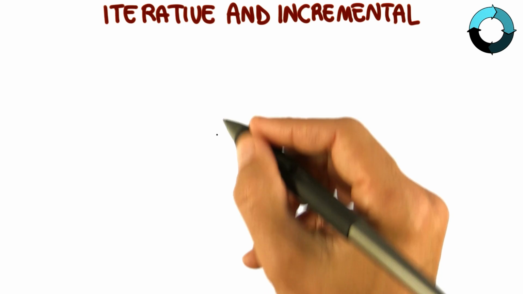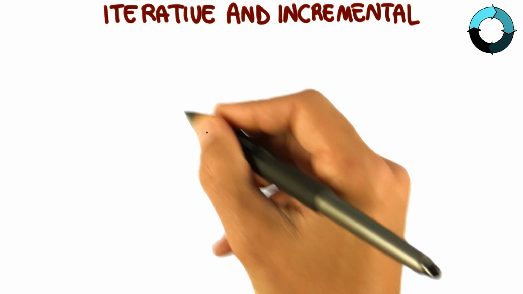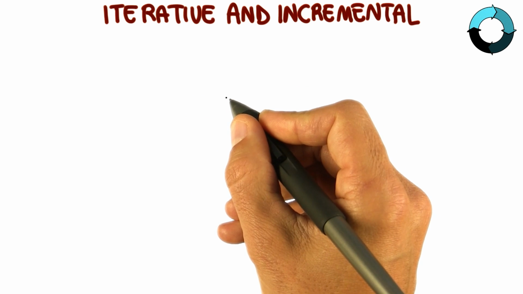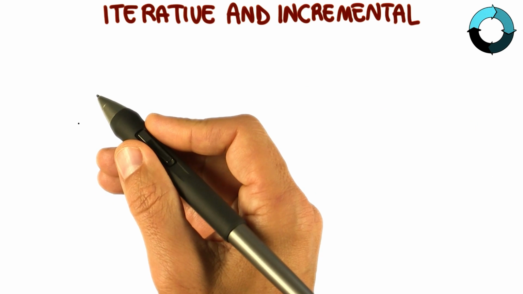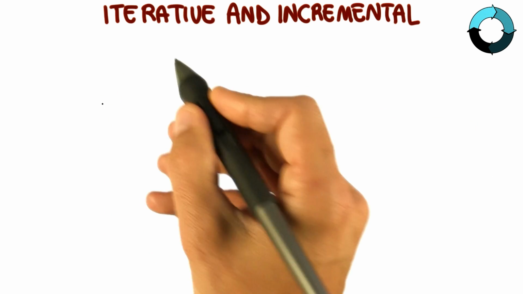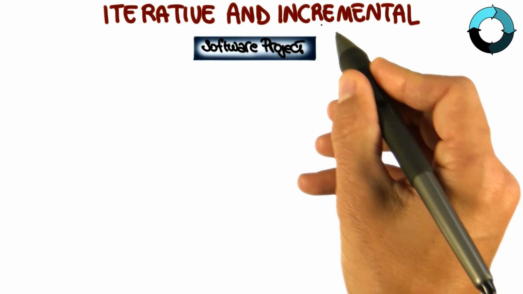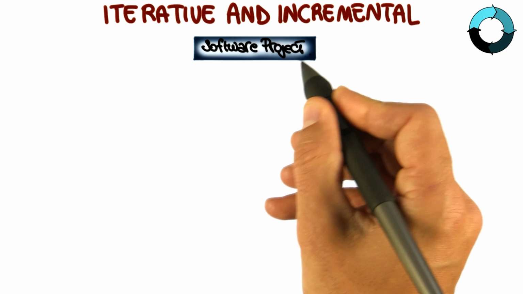We just saw two of the three distinguishing aspects of the Rational Unified Process: the fact that it is use case driven and the fact that it is architecture centric. The third and final distinguishing aspect of RUP is that it is iterative and incremental. So let's see what that means by considering the lifetime of a software project.